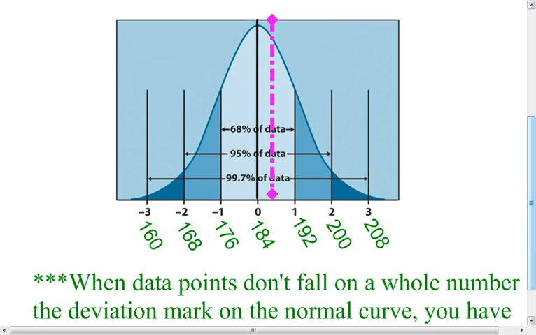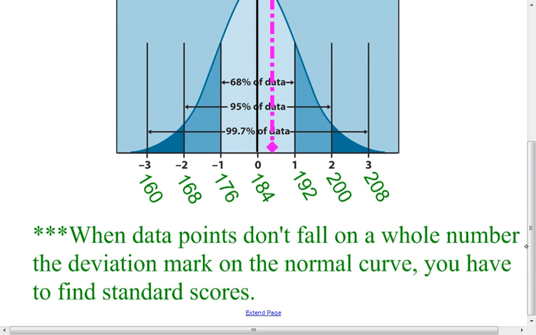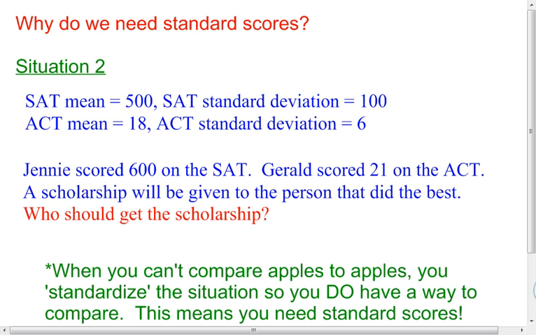Here's the problem. I have a mean of 184. My standard deviation is 8, and so 187 centimeters does not fall on a whole number standard deviation line. It is not exactly 1, 2, or 3 standard deviations above or below the mean. And so when that happens, we need to have another way to measure percentiles or measure scores or to be able to compare data or make a guess with it. Okay? So when data points don't fall on a whole number deviation mark, you have to find standard scores instead.